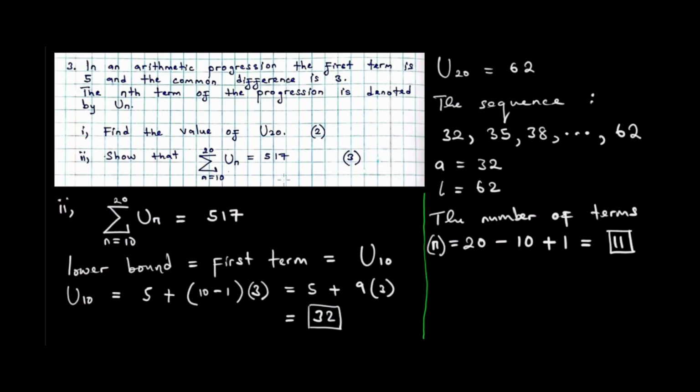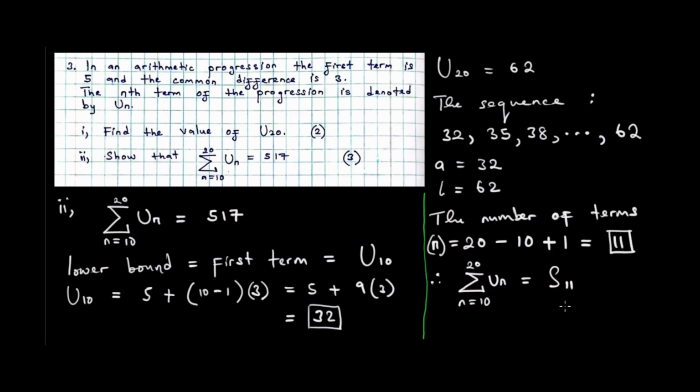So what has happened here, as we explain it, is this is the upper bound, 10 is the lower bound, but remember we then add plus 1. So that is what happened and why it matters. Then once we have done that it is no longer difficult, we are looking for the sum of 11 terms. So we can write it like this: therefore the summation of un from n equals 10 up to 20 is equal to the sum of 11 terms.